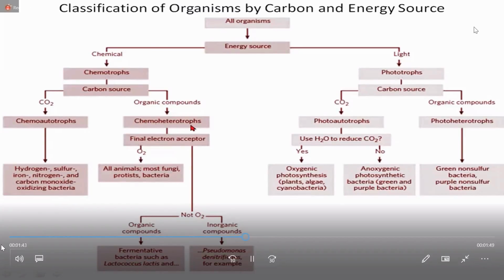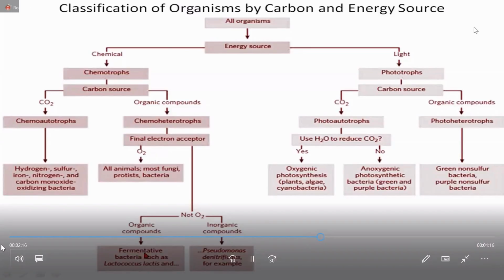Now let's move on to chemoheterotrophs. In chemoheterotrophs, the final electron acceptor can either be O2 or not be O2, and based on that, it is classified further. If it is O2 in the electron transport chain, which occurs in the membrane of the mitochondria, that includes all the animals, fungi, protists, bacteria, and also humans, and therefore we require O2. And if it is not O2, then it can be an organic compound.